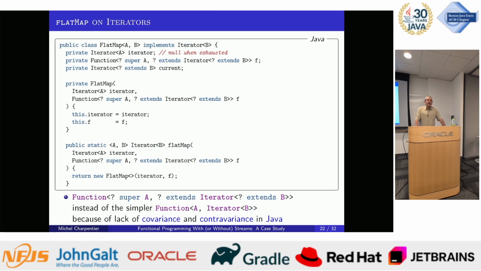Flat map is a little more work, so now I need a way to flat map iterators. This is implemented in my flat map class. So given an iterator of A and a function from A to iterator of B, create an iterator of B. That's the signature of a flat map, right? So I have a collection of type A. I have a function that for each A gives me a bunch of B's, and I'm creating a whole bunch of B's out of it. So I have an iterator of A, a function from A to iterator of B. Flat map gives me an iterator of B. So that's what I want to implement.